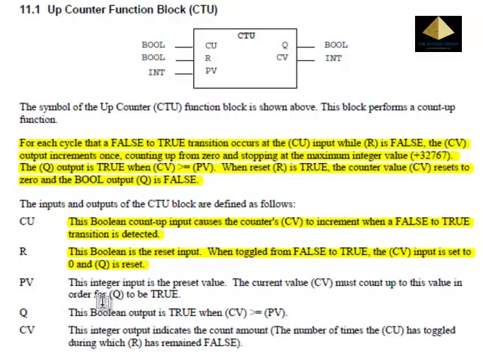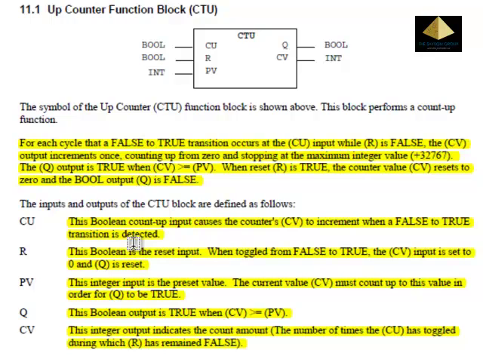The preset value or PV is actually the reference count of the counter block, such that Q will become true if the count value is greater than or equal to the preset count value. The CV is the current count value. That is, this is the current incremental count value that is ongoing. So these are actually the parameters of our count up function block.